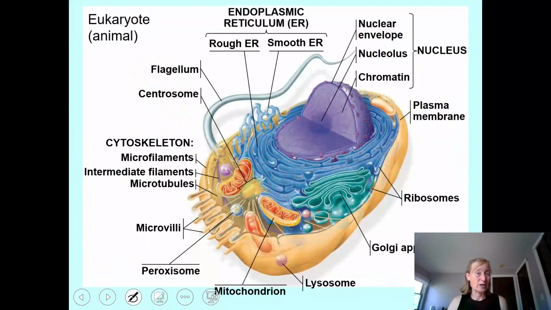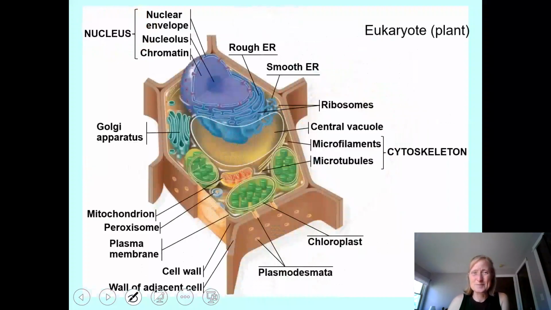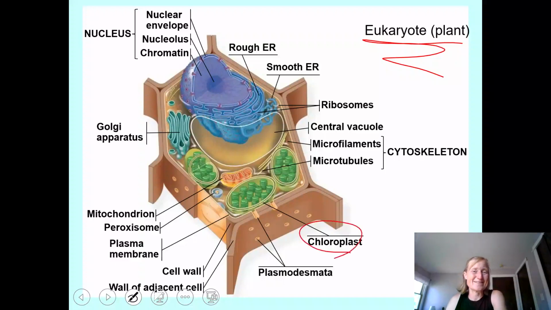Here's an animal eukaryote. So our animal eukaryote has the membrane around it. There's the nucleus. And you can see all sorts of other structurally different organelles that we're going to take a look at later. Here's an example of a plant cell. It's a little bit different than an animal cell. It has a few different things, including, for example, chloroplasts.